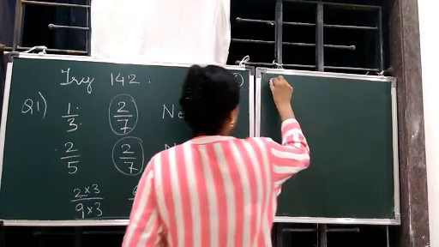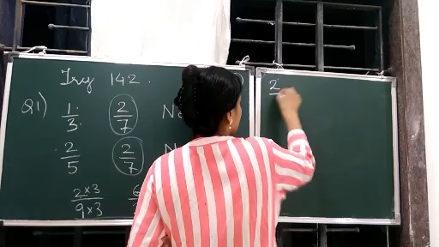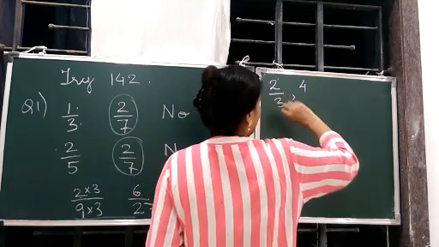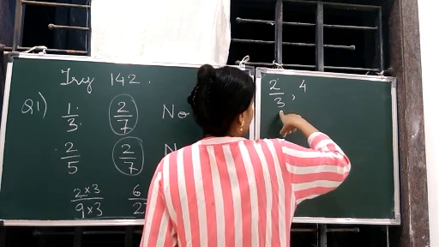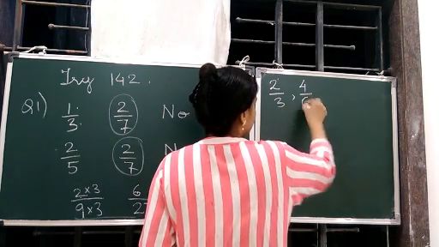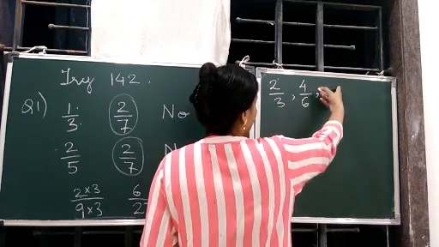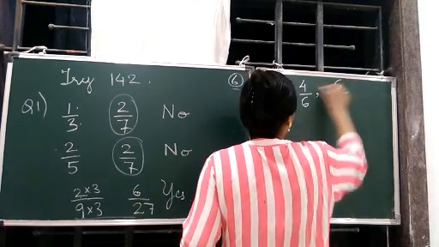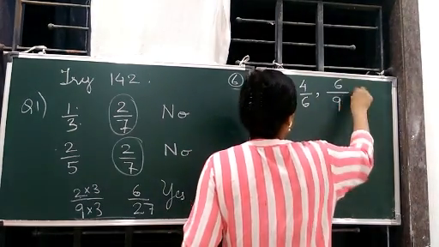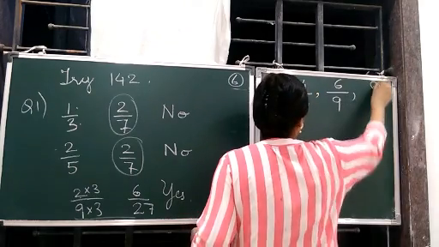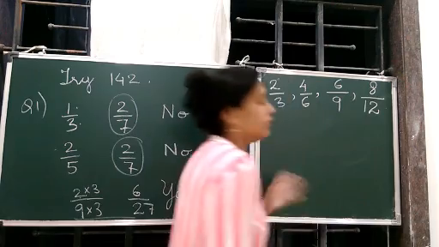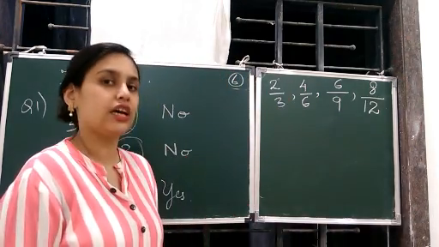So, take the fraction first and foremost. This is the fraction. Now table of 2. 2 2s are 4, and here 3 2s are 6. Here table of 2 again, table of 3. 2 3s are 6, 3 3s are 9, 2 4s are 8, and 3 4s are 12. These are the 4 fractions which are equivalent.